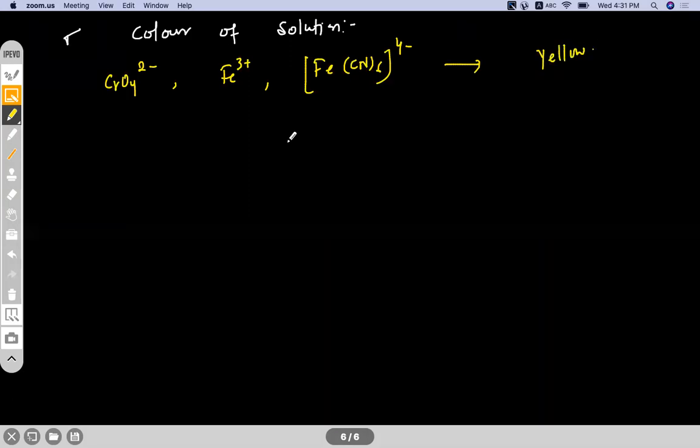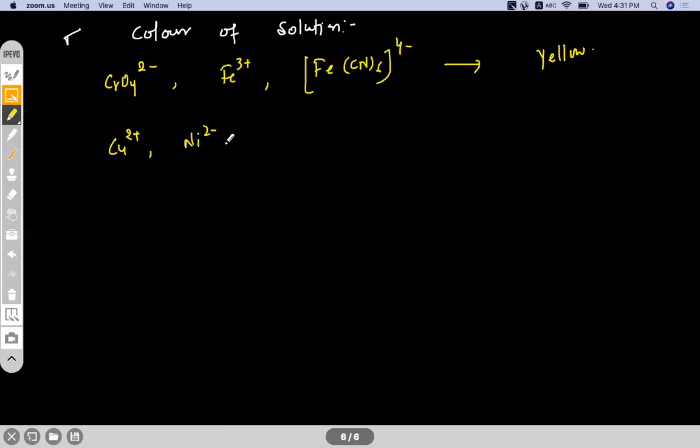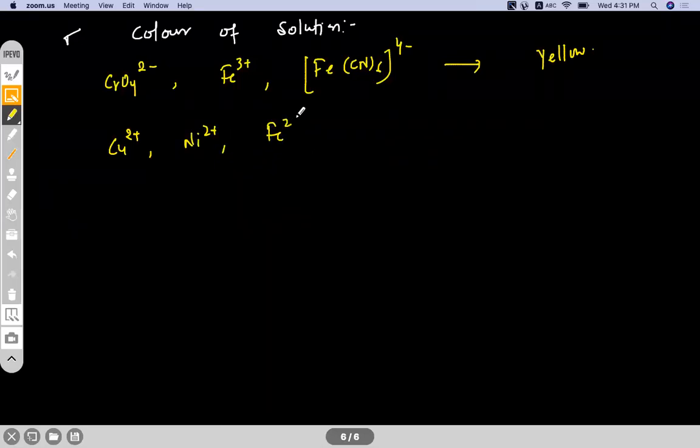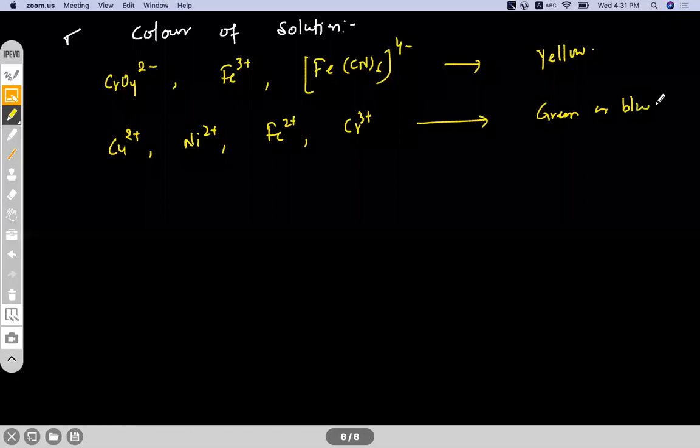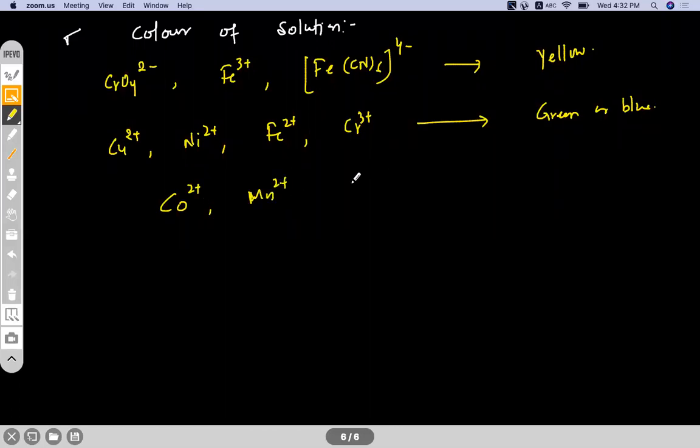Yellow color solution basically. If you have Cu2+, Ni2+, Fe2+, Cr3+, and its solution color is green or blue. Okay, Co2+, Mn2+. It is pink.